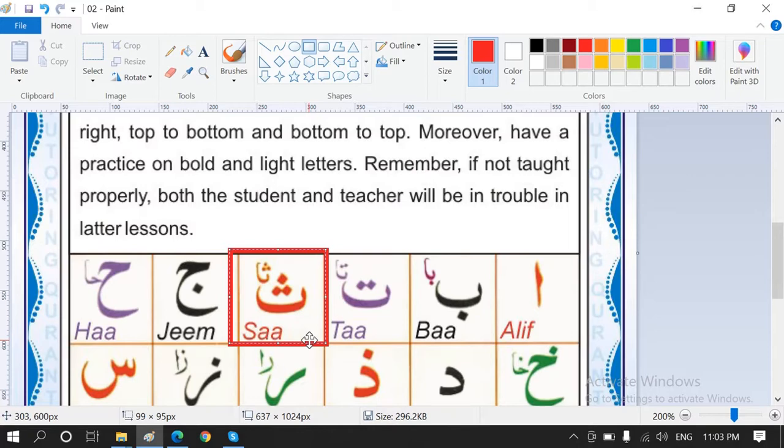Tha, tha, tha. And the next letter is Jim. The sound of Jim comes from the middle of the tongue and the middle of the palate. Jim. Jim. The last letter is Ha, and it is our last letter of today's session. And the Ha sound comes from the middle of our throat. Ha, ha, ha, ha.